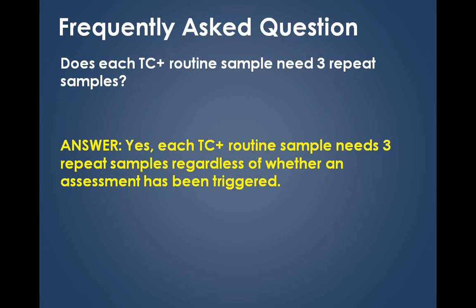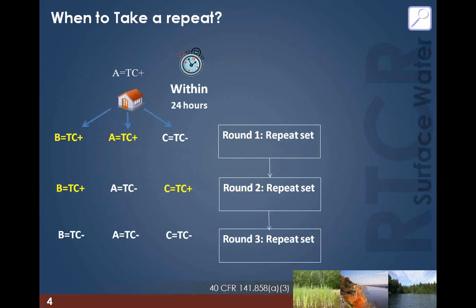So for each site, if you have a TC positive routine, you have to have a set of repeats to follow that. And this is a different type of graphic to help explain that situation a little better. In this situation, we're looking at site A. A routine sample was taken at site A and it was TC positive. That means within 24 hours, the public water system should take a set of repeat samples. So that's the round 1 repeat set.